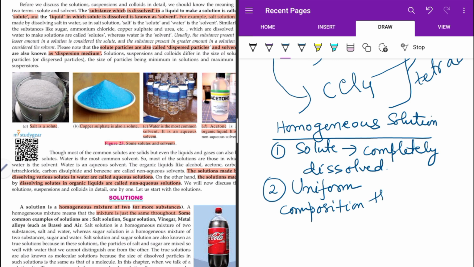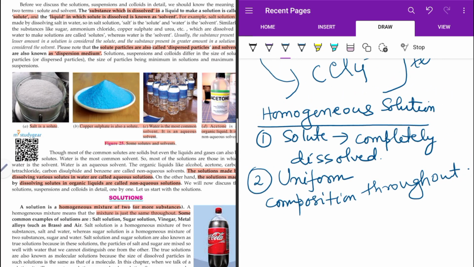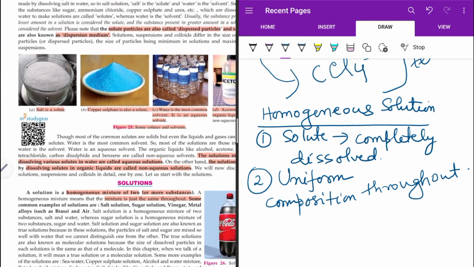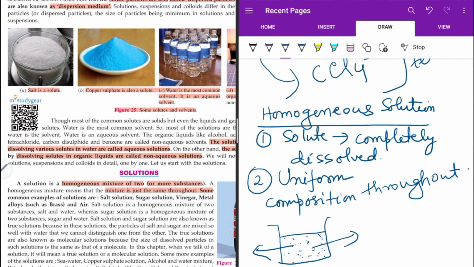Uniform composition throughout. So obviously for heterogeneous solution, the properties will be different. The solute will not get completely dissolved in the solvent, and the composition will not be uniform throughout. What does uniform composition throughout mean? Suppose you have taken a solute in a solvent and it has occupied the interparticle spaces. Now you take any part from the solution, and it seems to have the same composition all over. That is known as uniform composition throughout.